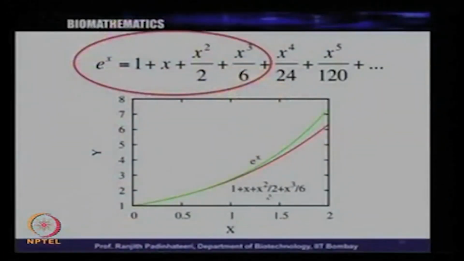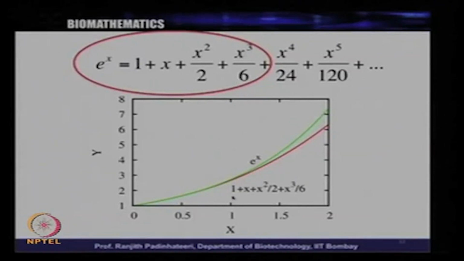So, let us have a look at this graph. What is shown here is that the green is e power x, the red is 1 plus x square by 2 plus x cube by 6. So, this function, what is shown in this red ellipse, is what is plotted here as a red line. 1 plus x square by 2 plus x cube by 6 is plotted using a red line, and e power x is plotted using a green line.